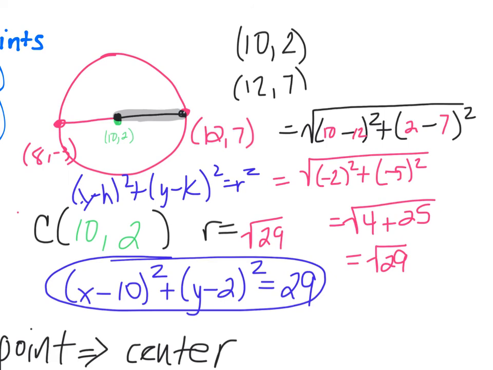Guys, if you can do this, you should get 100 on your quiz tomorrow. There's no flipping signs. There's no which way do I color. It's the distance and midpoint formulas. That's it.